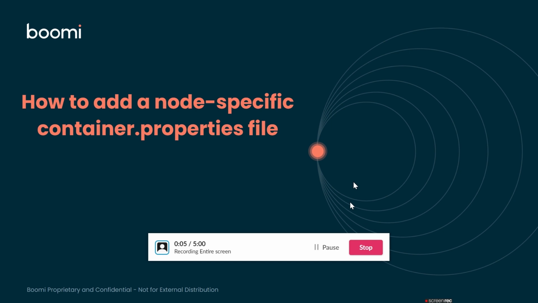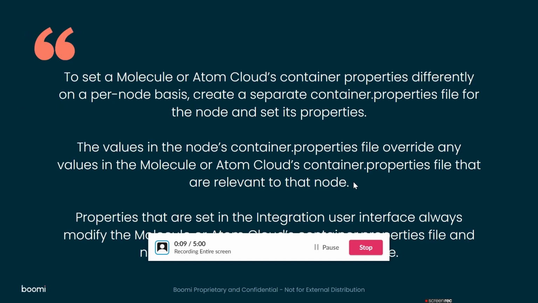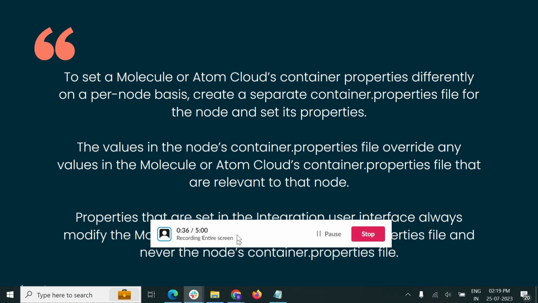Today we are going to learn about how to add a node specific container properties file. In general, to set a molecule or atom cloud's container properties differently on a per node basis, we have to create a separate container properties file for the node and set its properties. The values in the node's container properties file override any of the values existing in the molecule or atom cloud's container properties that are relevant to the node.